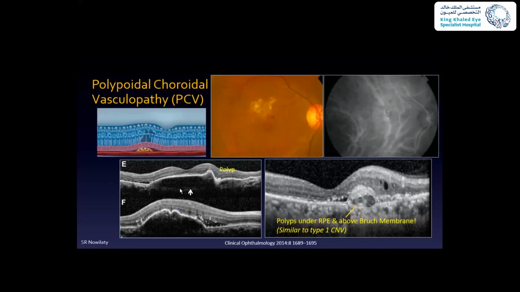So this is Bruch's membrane. This is the elevation of the RPE, and here's the polyp at the undersurface of the RPE, right there, or right there. Again, a little bit of subretinal fluid here, and here's another example where you can see Bruch's membrane going down. You can see the RPE starting to elevate, and here it goes up and down. And if you look very carefully, you're going to see a cluster of these oval-shaped cysts that are stuck to the undersurface of the RPE. That is a polyp.